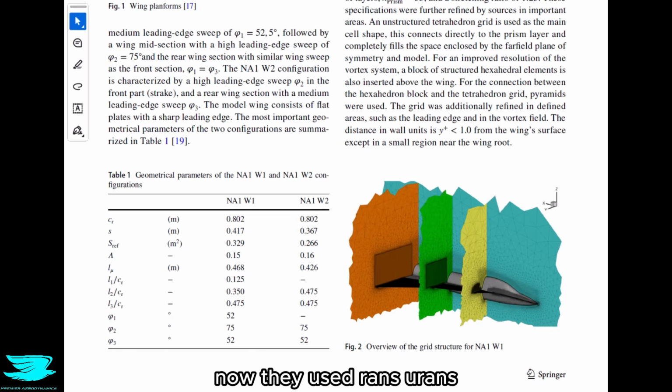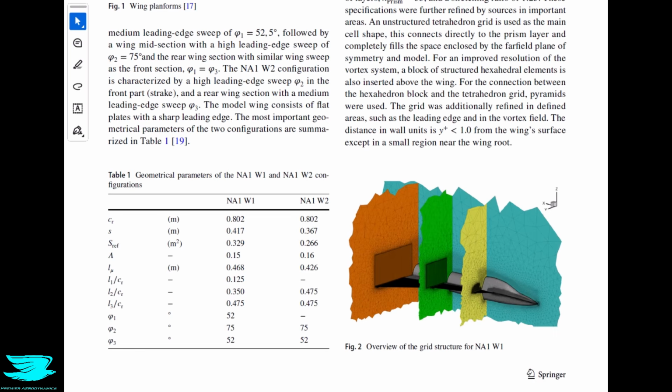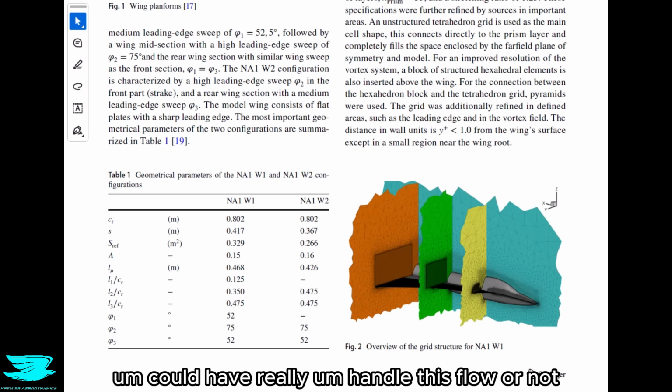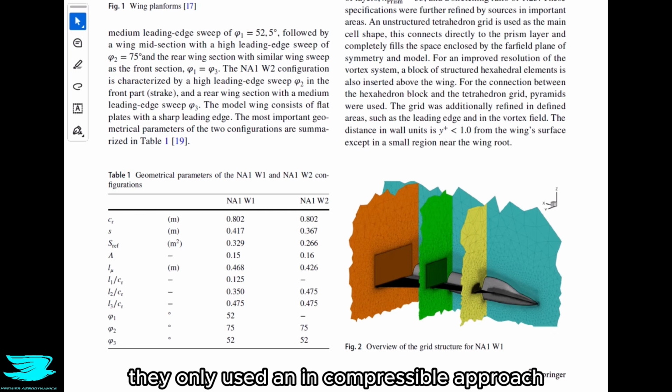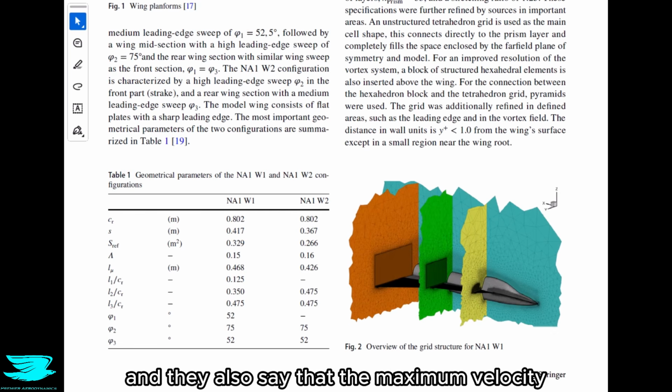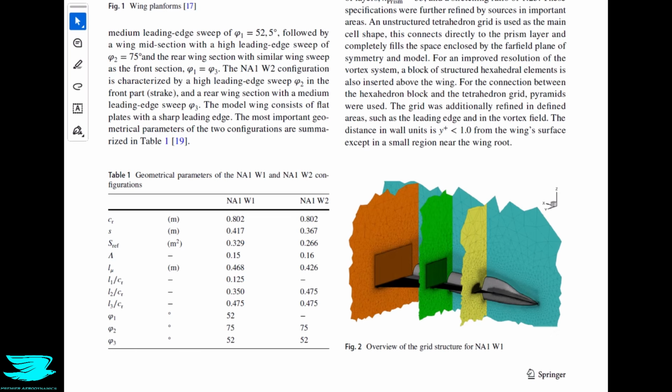Now, they used URANS and DDES, and the DDES version should give better results, at least in theory, but we'll see later if that's the case. We'll see if the URANS approach could really handle this flow or not. But from what I can tell here, they only used an incompressible approach, and they also say that the maximum velocity considered here was 130 meters per second.